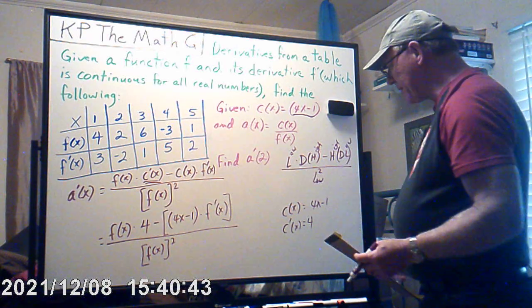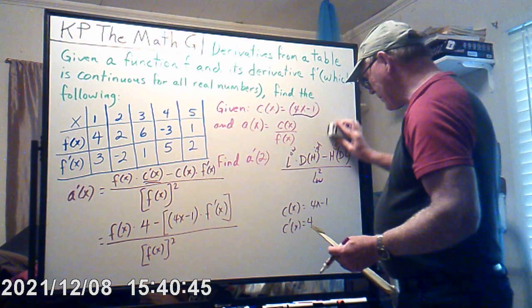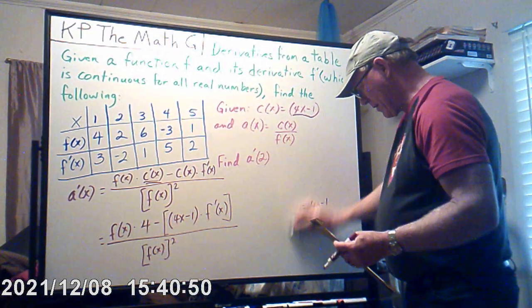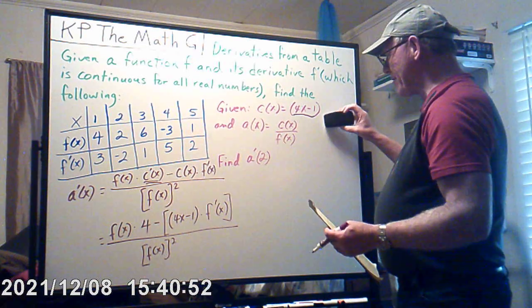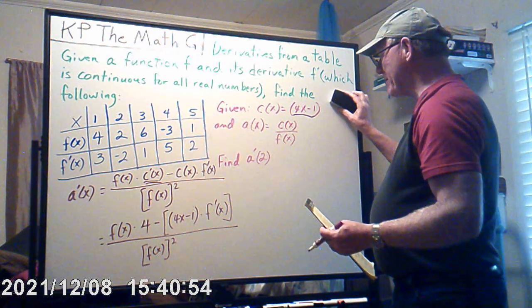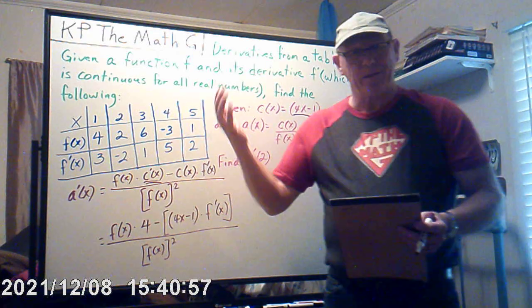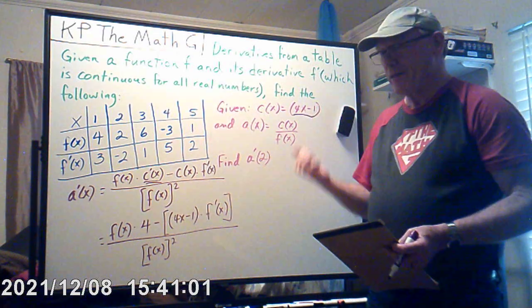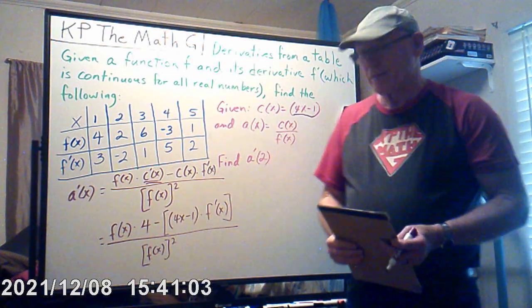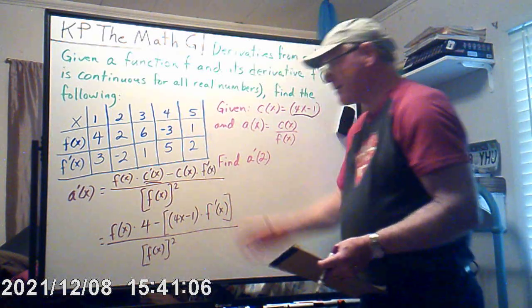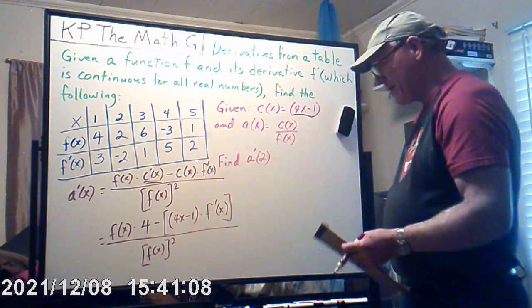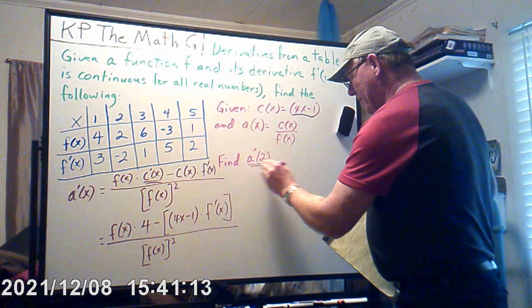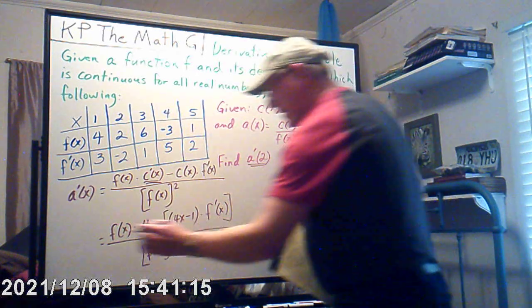Alright, now what we need to do, let's erase this now that we've done the derivative. Remember, these were one of the first things we did. We did the power rule first, and then the product rule, and then the quotient rule, and then we did the chain rule, didn't we? Same thing here, except we're just using a table. Now we need to find a prime at 2. So this is a prime at x.